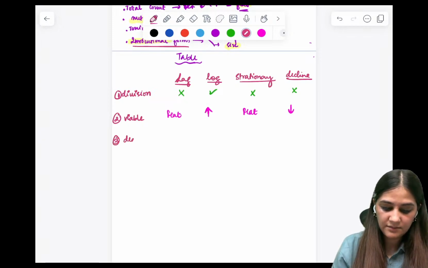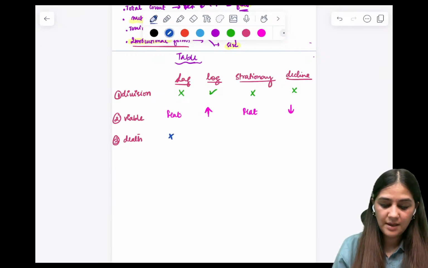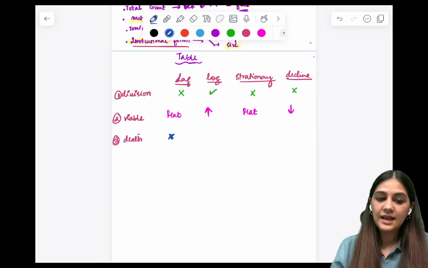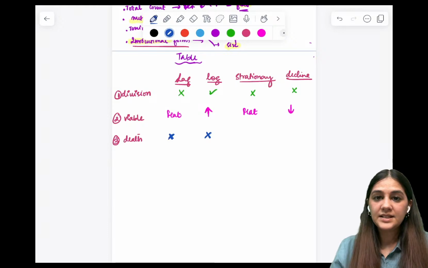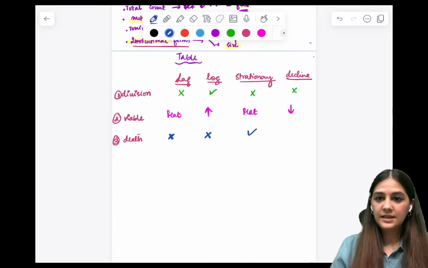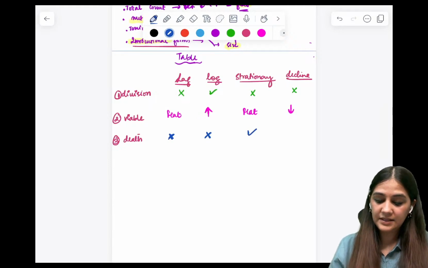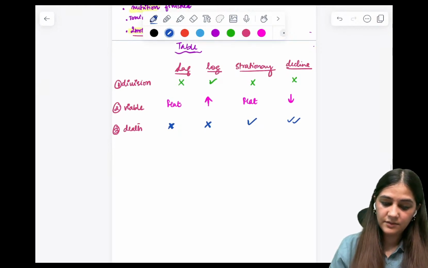Next, let's talk about the death. Is death happening in the lag phase? No, it's not happening in the lag phase. Is death happening in the log phase? No, it's not happening in the log phase. Is death happening in the stationary phase? Yes, some level of death is happening in the stationary phase. And is death happening in the decline phase? A lot of death is happening in the decline phase, right?